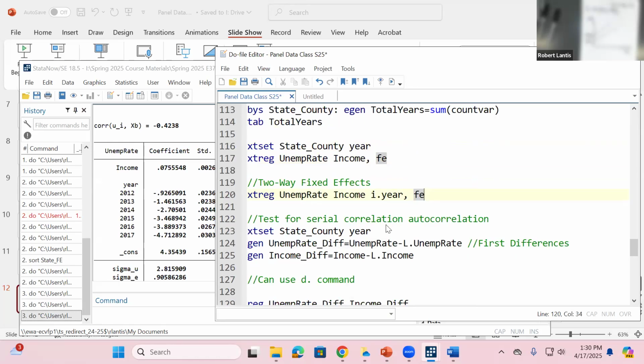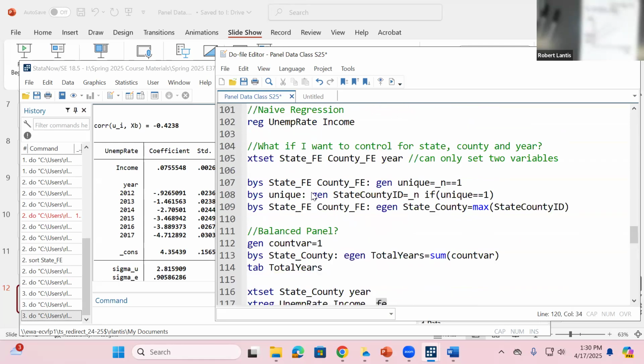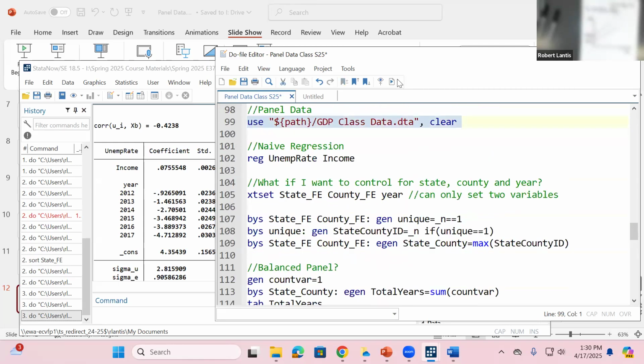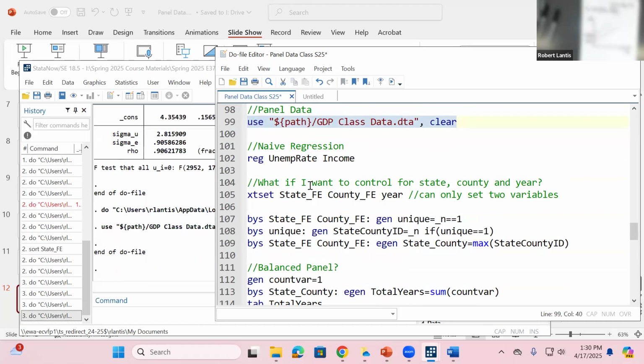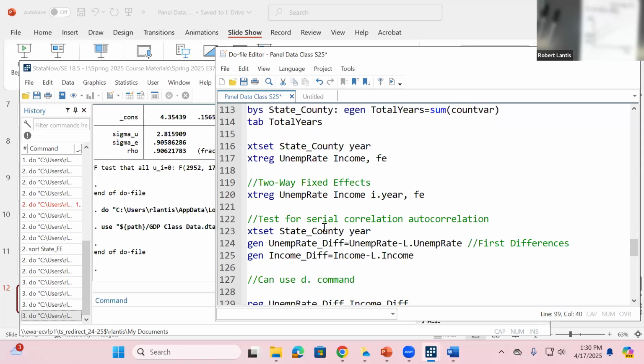So let's go down here. Oh no, we were using the GDP data set, so we're just going to reload that data. I'm going to come down here, and we already talked about whether it was balanced or not, two-way fixed effects. So here is how we're going to test to see if we've got autocorrelation. Okay. So I'm going to set this up. Now, one thing I don't think I showed you last class, I showed you how to do first differences.